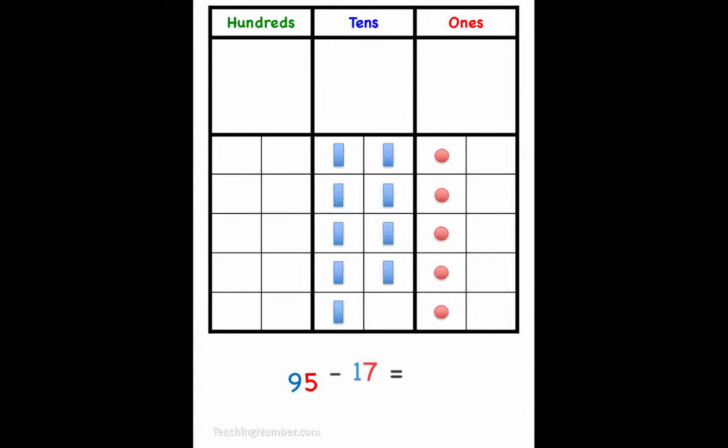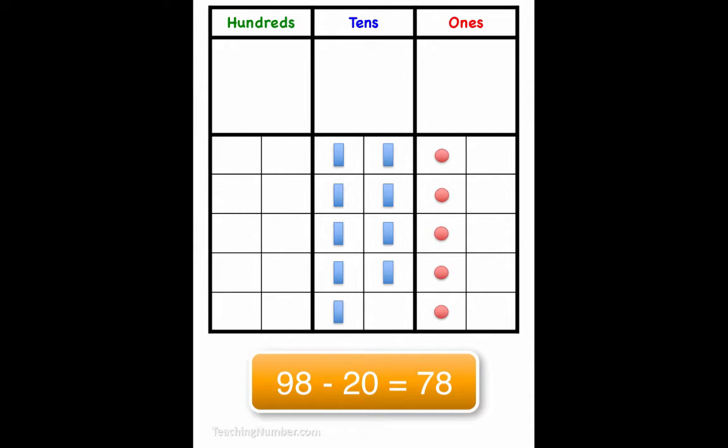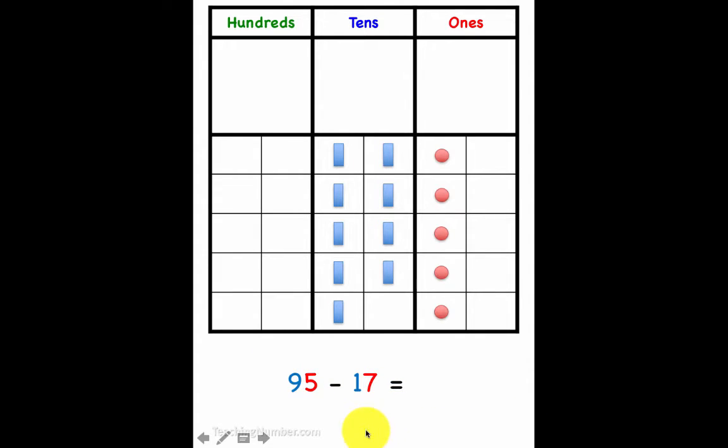Let's consider one more example where regrouping is required. In this case, we are subtracting 17 from 95. Can you use compensation to find an equivalent 10-friendly equation? The nearest 10 to the subtrahend is 20, so we must add 3 to the minuend and the subtrahend to obtain a 10-friendly equation of 98 minus 20, which would be 78.